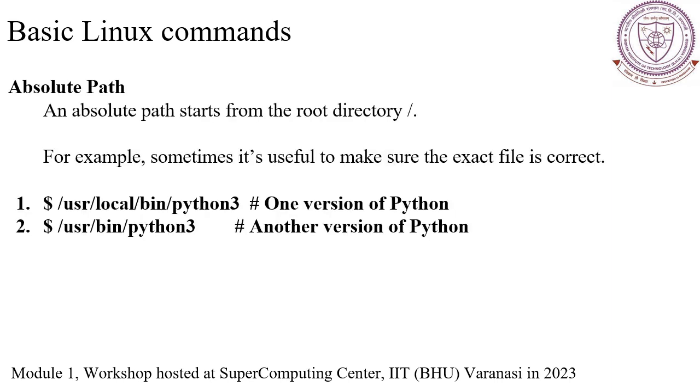Now see what is an absolute path. An absolute path in Linux is a file path that starts from the root directory, which is represented by the forward slash character. For example, the absolute path to the Python 3 command on most Linux systems is /usr/bin/python3. An absolute path can be useful when you need to make sure that you are referring to the correct file or directory. For example, if you have two different versions of the Python 3 command installed on your system, you can use an absolute path to make sure that you are using the correct version of Python.